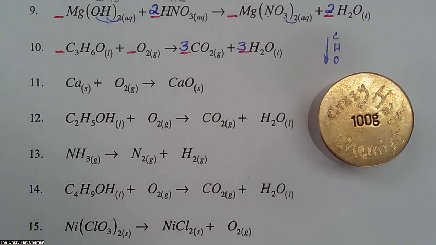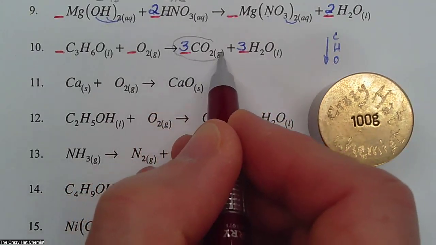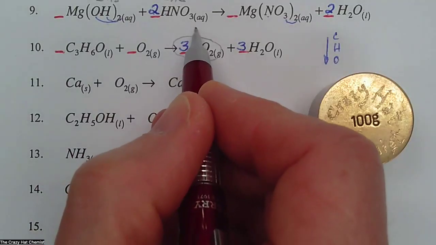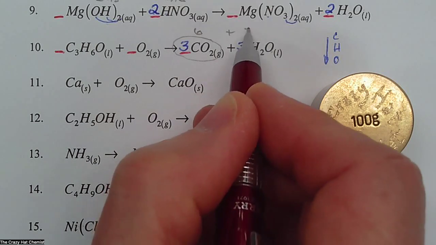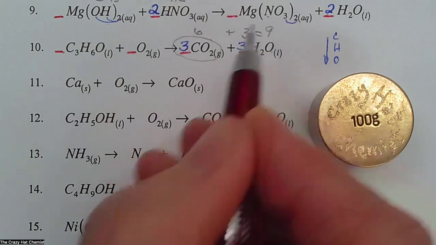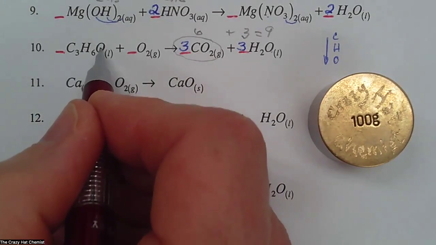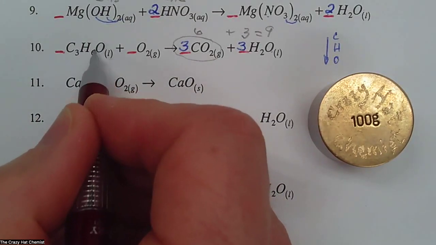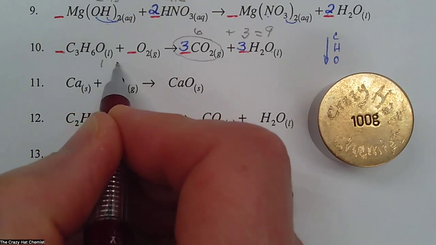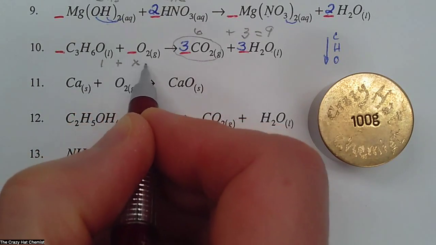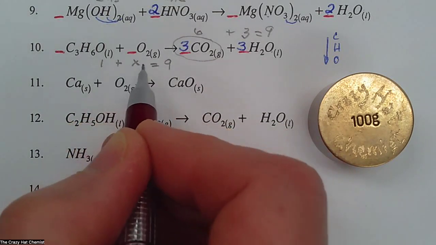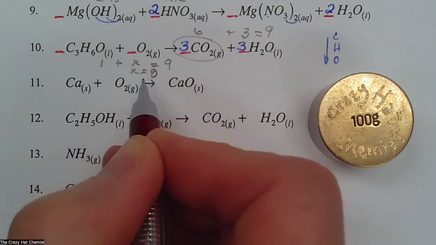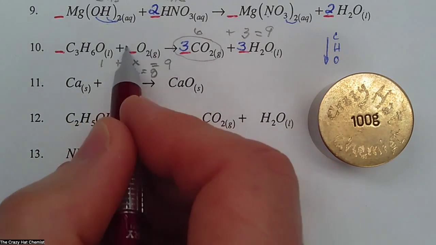Now I need to balance the oxygens. So what we're going to do is count the number of oxygens on the product side. That's 3 times 2, that's 6, plus 3 times 1, that's 3. That equals 9 oxygens. Well, right here, there's 1 oxygen in this formula, and I have to account for that. So 1 plus what number is equal to 9? So I'm going to solve for x on this. So x is equal to 8. That means I need 8 oxygens just right here.